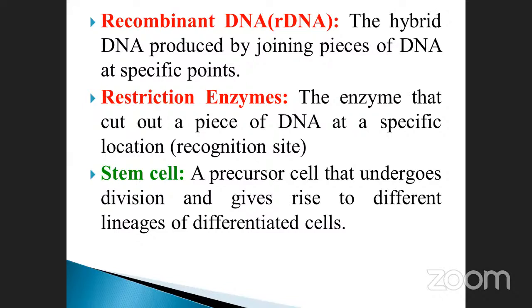Next one is stem cell. What is the meaning of stem cell? A precursor cell that undergoes division and gives rise to different lineages of differentiated cells. What are the main uses of stem cells? Stem cells are mostly used for transplantation, organ transplantation, and in accident cases.